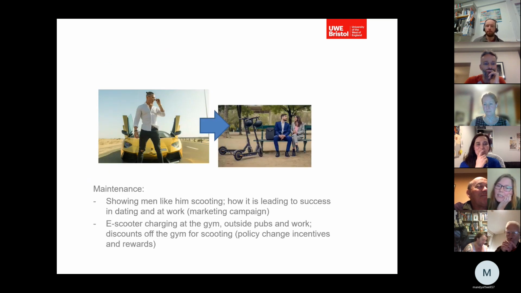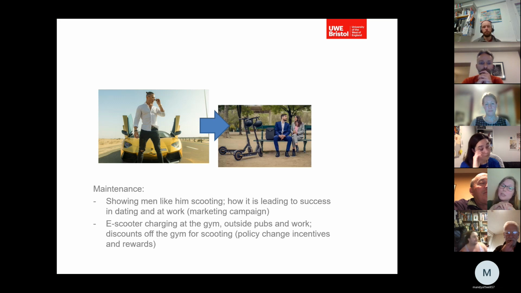We've also got Paul saying emphasis, active travel is a better way to meet people in a new city. Absolutely. I was adding to that about how it might lead to more success at work, because you get there feeling more energized. You'd have to make this a legitimate campaign, and it would have to be evidence-based. The same with more dating. Again, this has to be linked to evidence. And then Laura was mentioning incentives at the gym, so charging points as an example, or maybe outside of pubs. And then active travel being more convenient and luxurious.